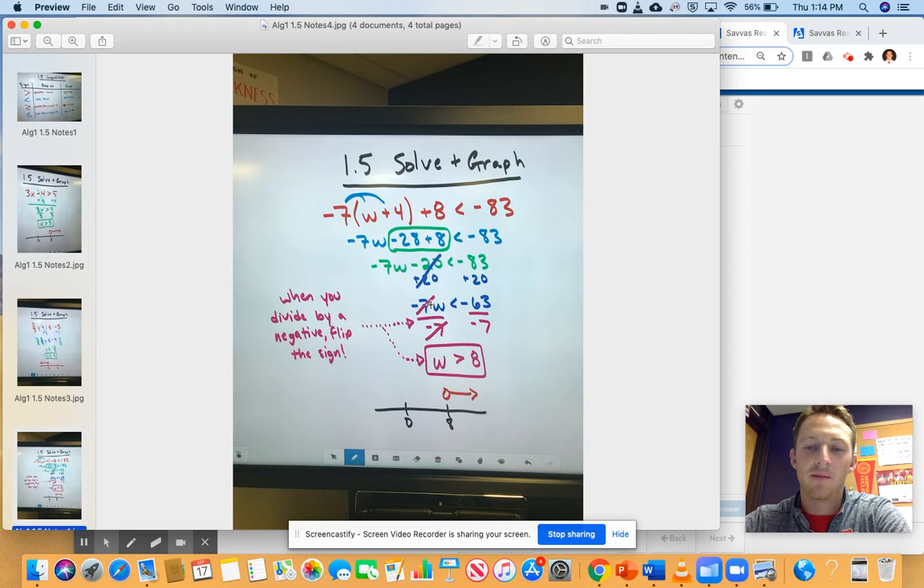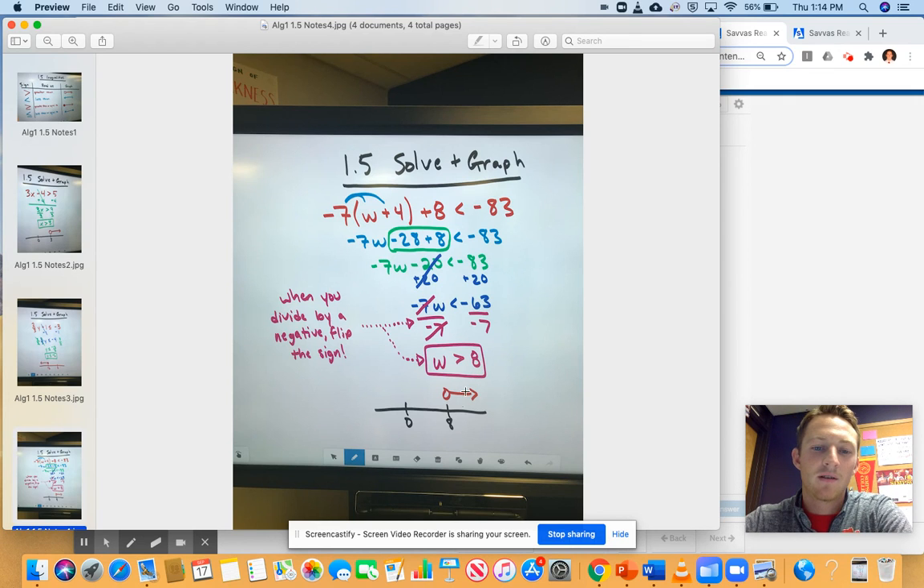Remember, there's an imaginary multiplication sign right here. Now, key is when we divide by a negative with inequalities, we have to flip the inequality. So these negative 7s cancel, and instead of w is less than, now we have w is greater than. So we flip that inequality. A negative divided by a negative is a positive. 63 divided by 7 is, holy cow, it is 9. I apologize. That should be a 9 right there.